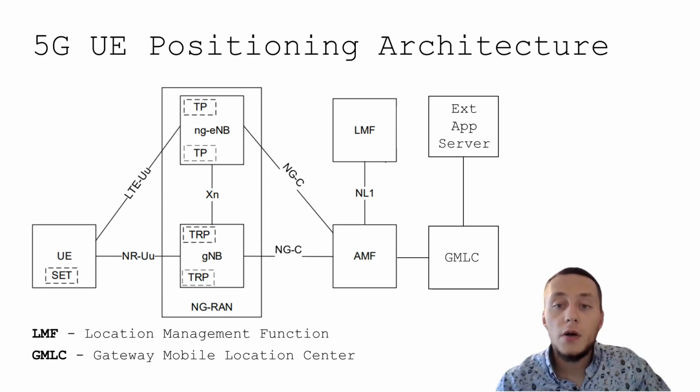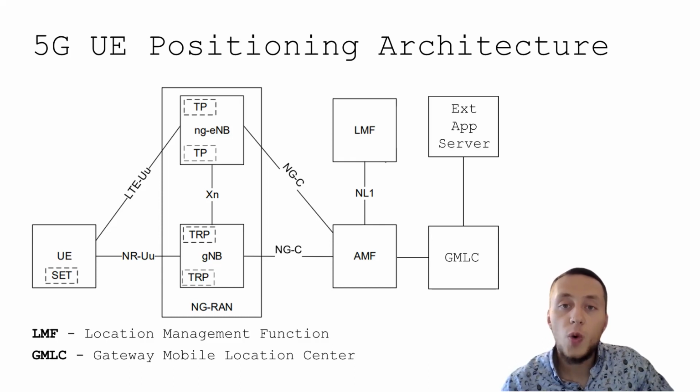For example, let's imagine that our 5G core network has a connection with an external application server which wants to get the location of a user equipment device. So it requests that from the gateway mobile location center. That center tries to identify whether the request is possible and then sends it to the AMF, which is also responsible for security and access management, even when it comes to positioning services.